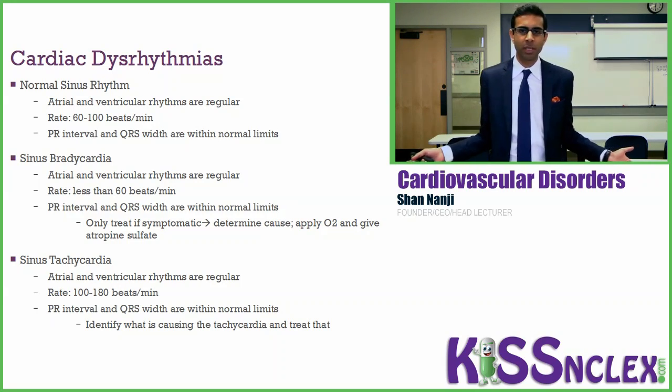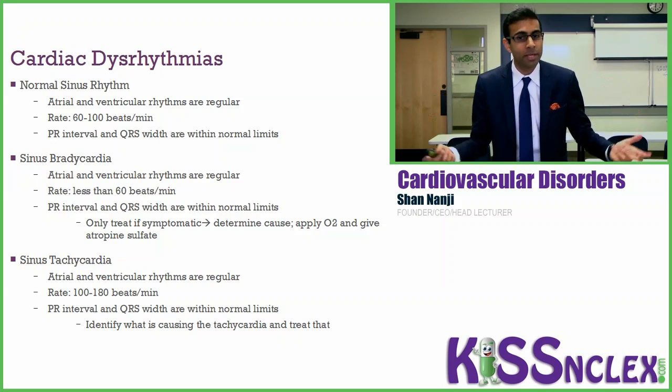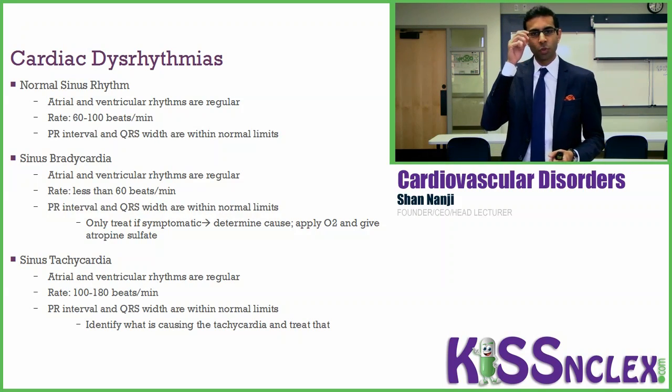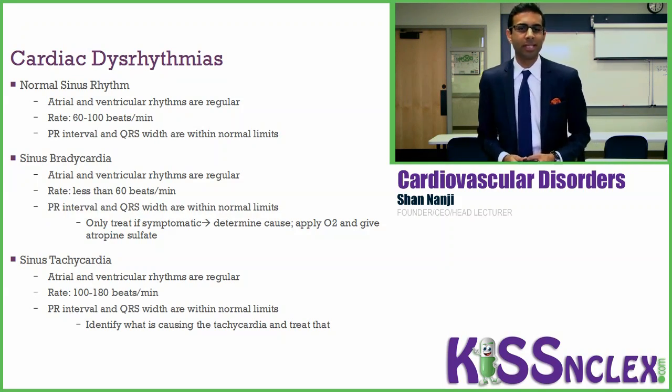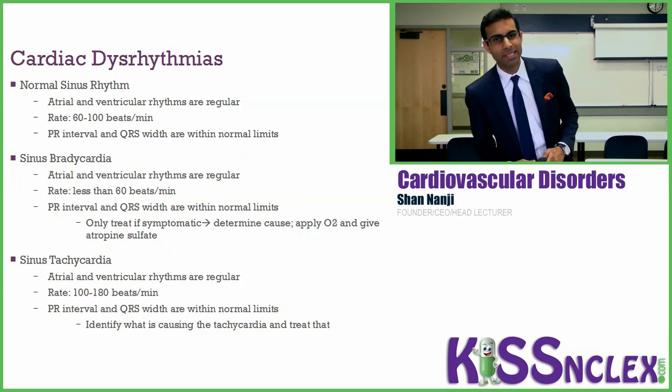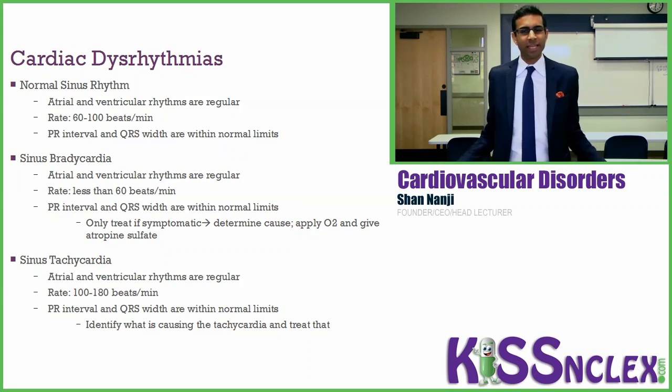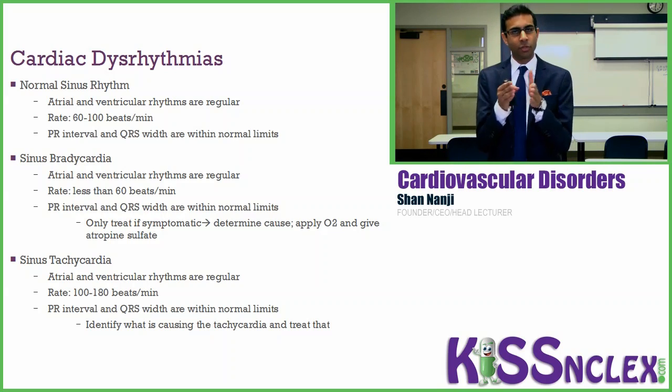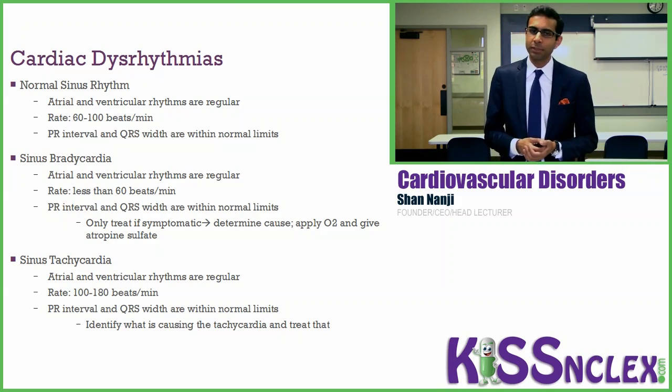Cardiac dysrhythmias, that just means it's not normal anymore, so let's talk about normal first. What's normal sinus rhythm? Atrial and ventricular rhythms are regular, and sinus rhythm normal rate of the heart is 60 to 100 beats a minute. And because it's a normal sinus rhythm, there's not going to be any abnormality on the EKG, so your PR interval and your QRS widths are going to be within normal limits.